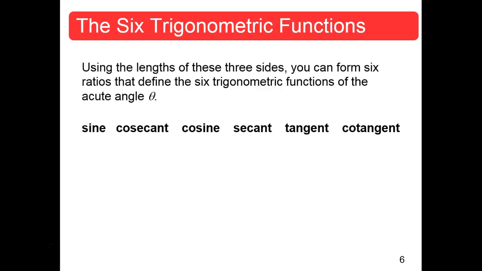Now, using the lengths of those 3 sides, you can form these 6 ratios, same as we did before: sine, cosine, tangent, cotangent, secant, cosecant, to identify these 6 trig functions. The difference here is we're not on the unit circle, so the hypotenuse is not always 1. I think I said it before, but that was the key. Now we're going to use the 3 sides. Okay?